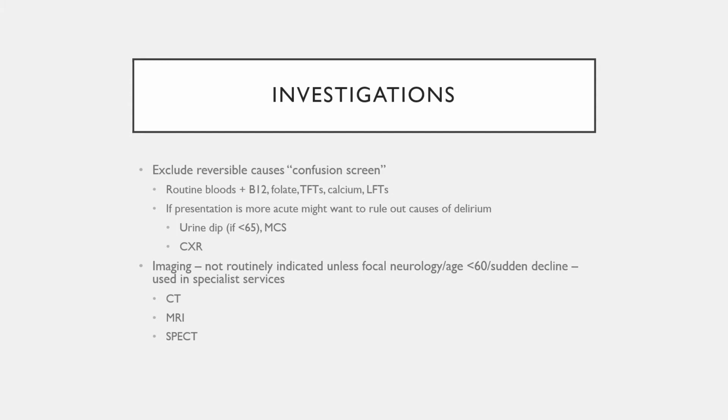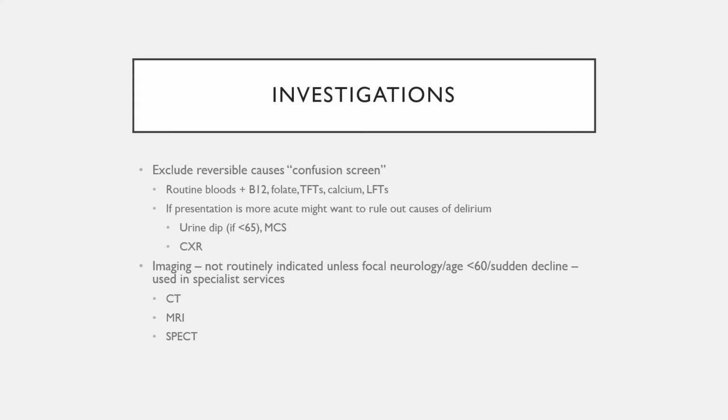Imaging in dementia isn't usually indicated unless you've got an obvious focal neurology, in which case you want to rule out a vascular event or another structural lesion in the brain. Or if they're under 60, because that's quite unusual, or if there's a sudden decline, which again would make you think there's been some kind of vascular event.